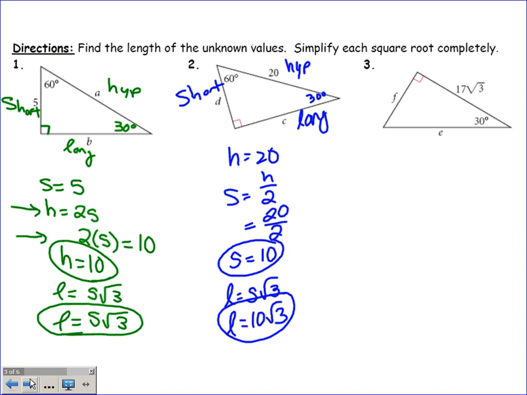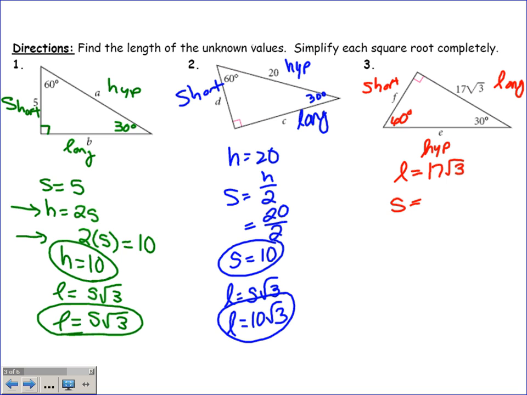Next one. We're going to label all these angles. If this is 60, or 30, this has to be 60. What side is across from 60? The long leg. Which one's across from 30? Short leg. Which is across from 90? Hypotenuse. Okay. Which one of these are we given? The long leg. So we know our long leg equals 17 times the square root of 3. If we're given the long leg, what are we supposed to find? We're supposed to find the short leg.